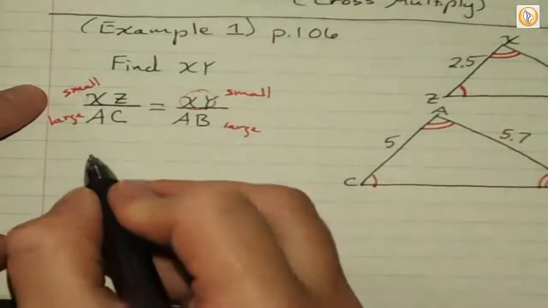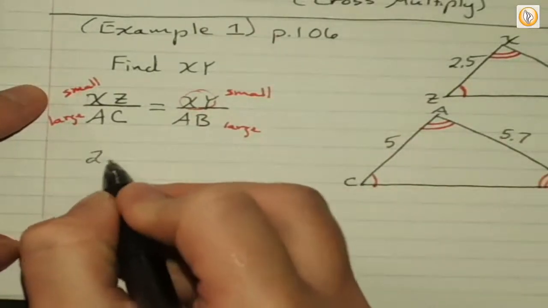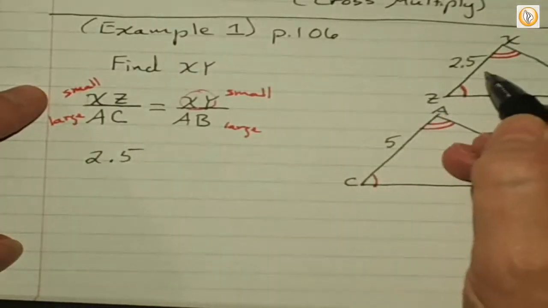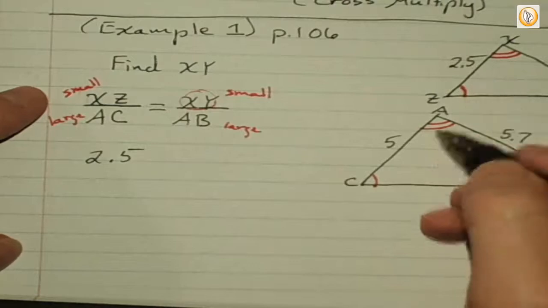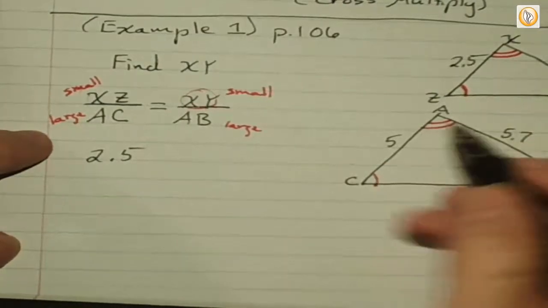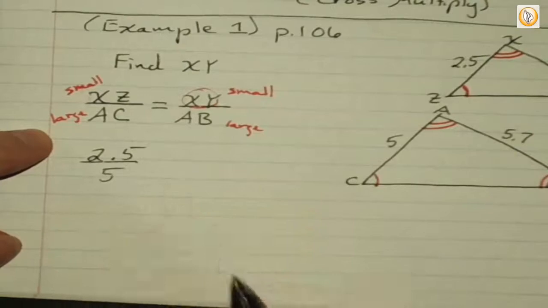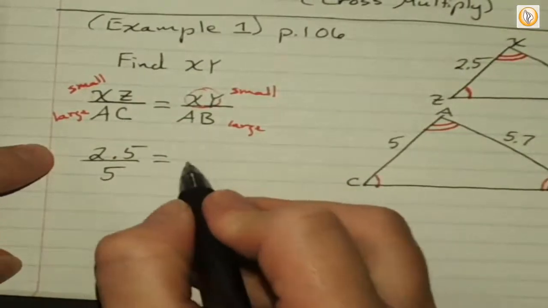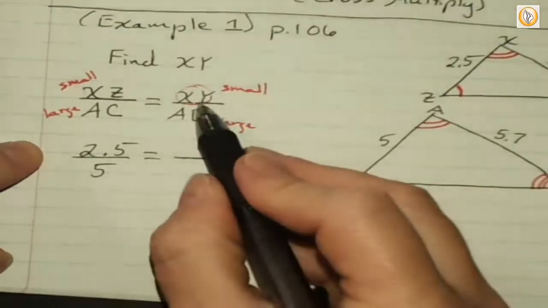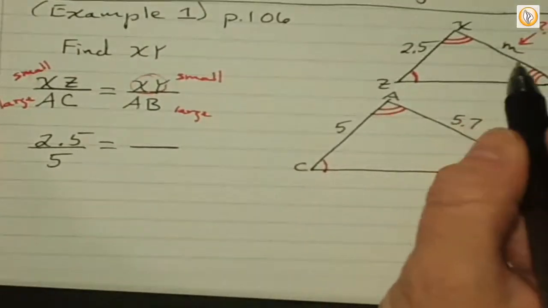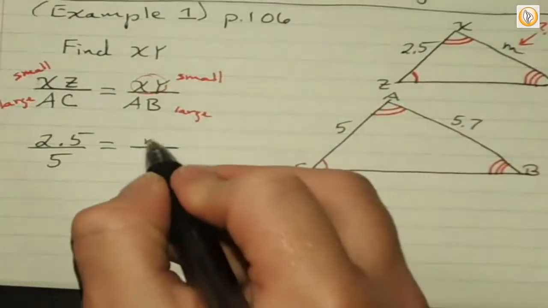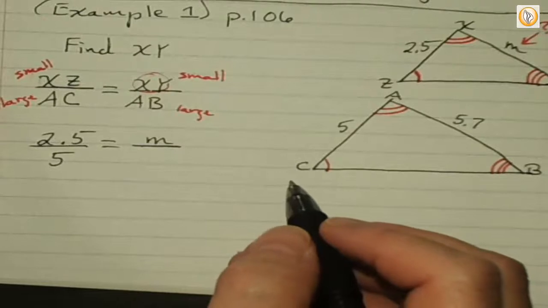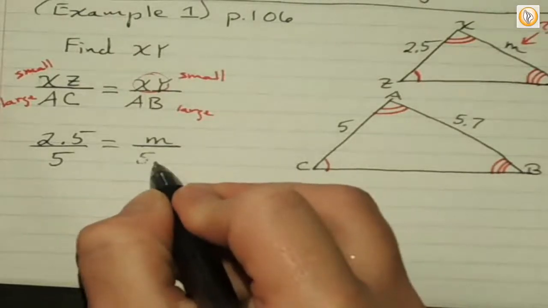XZ is 2.5. Now watch, Cecilia. Here we go. 2.5 is XZ, right? And then AC is what, Cecilia? 5. So I'm putting it underneath. See, I'm replacing the letters with the actual numbers now. And then Cecilia, XY is M. And then AB is what? Cecilia. 5.7. Okay, now look what I did.